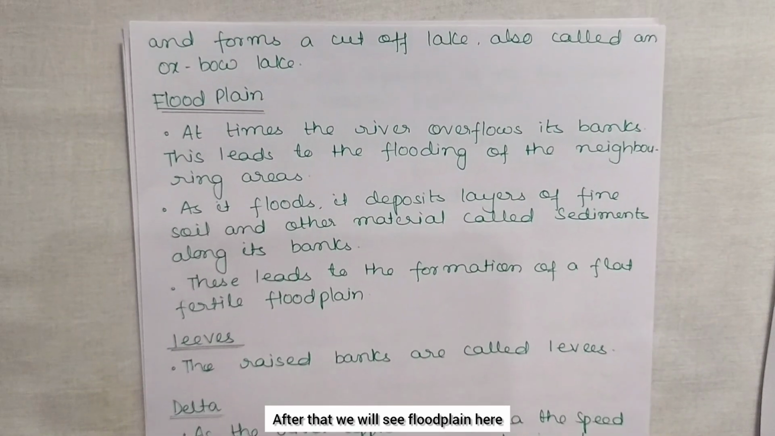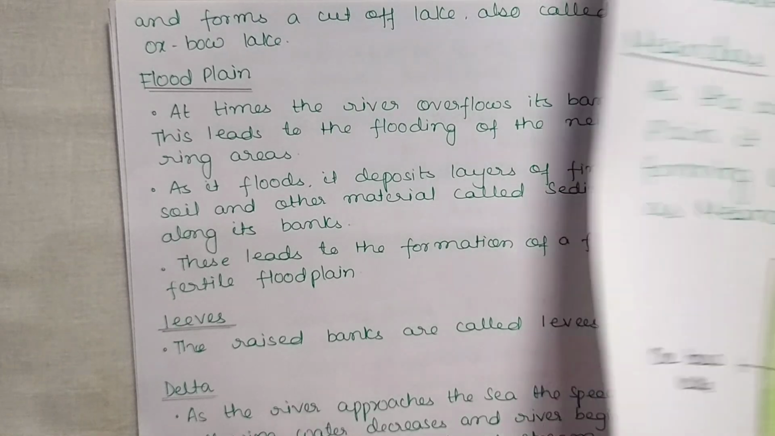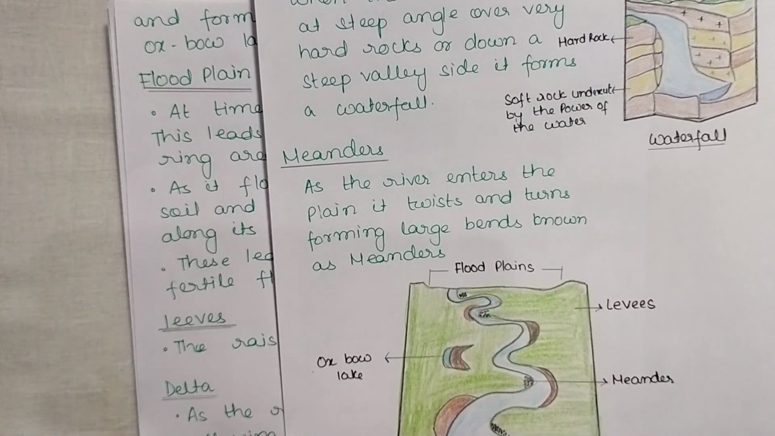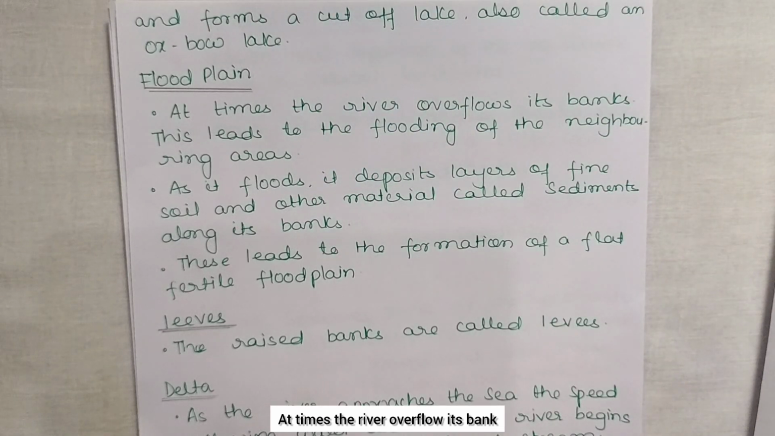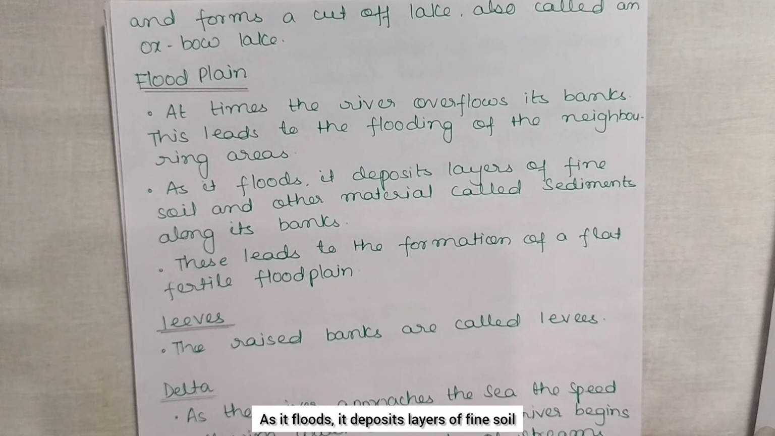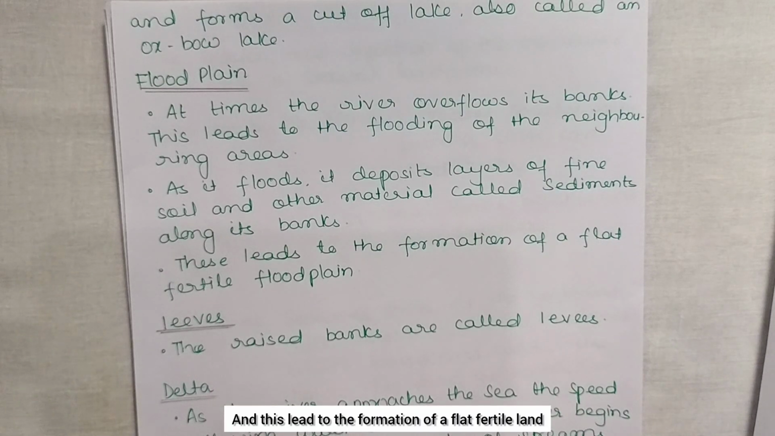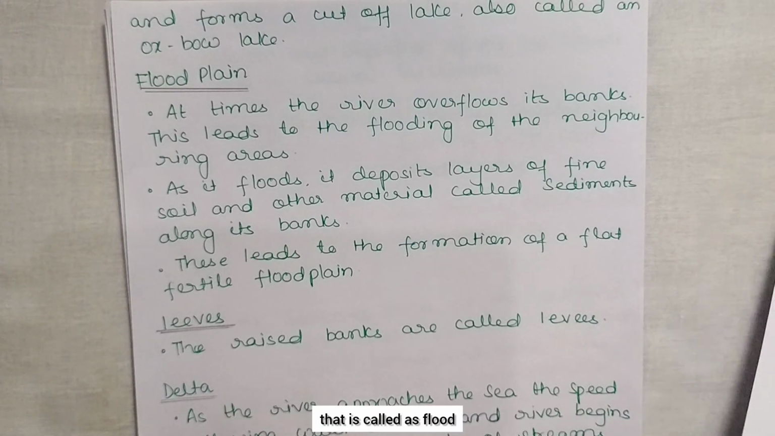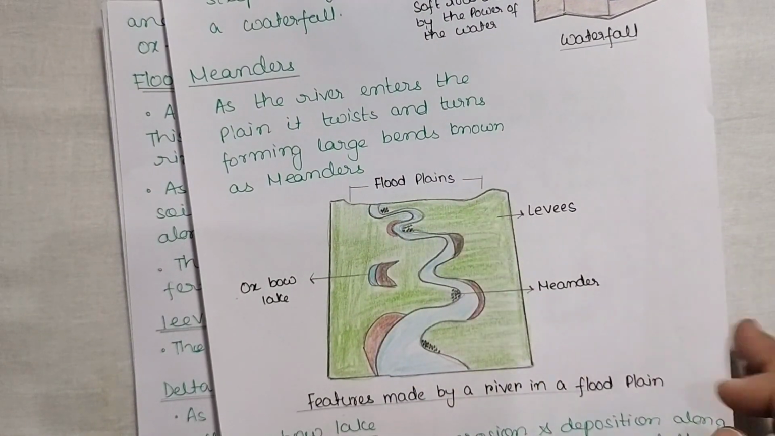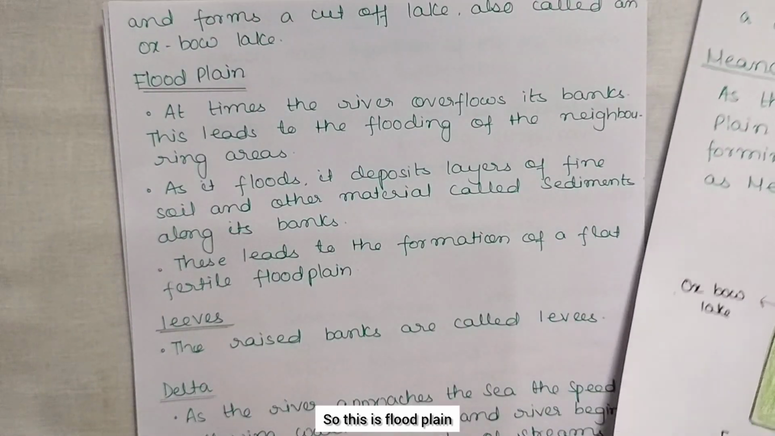After that we will see floodplain. Here, this is the floodplain area. At times the river overflows its bank. This leads to the flooding of the neighboring areas. As it floods, it deposits a layer of fine soil and other material called sediments along its bank. And this leads to the formation of a flat fertile land that is called a flood plain. Okay, so this is flood plain.